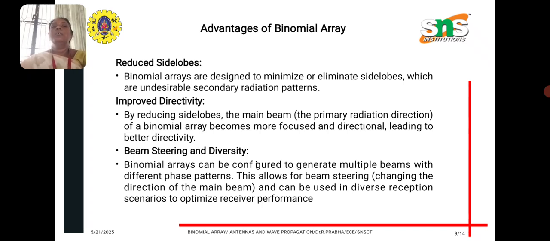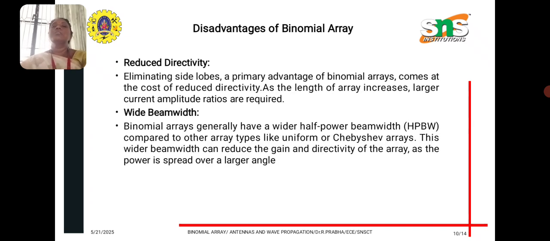Beam steering and diversity is the third advantage, where binomial arrays can be configured to generate multiple beams with different phase patterns. This allows for beam steering and can be used in diverse reception scenarios to optimize the receiver performance. Now, the disadvantages of binomial array.